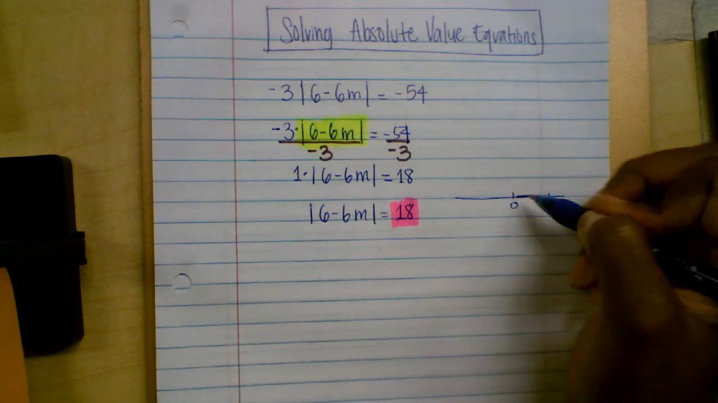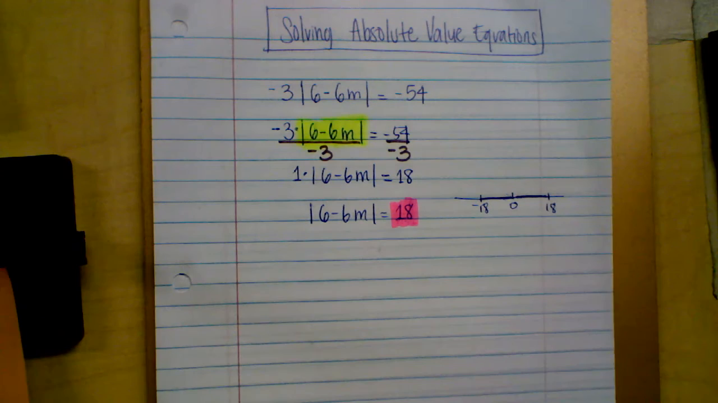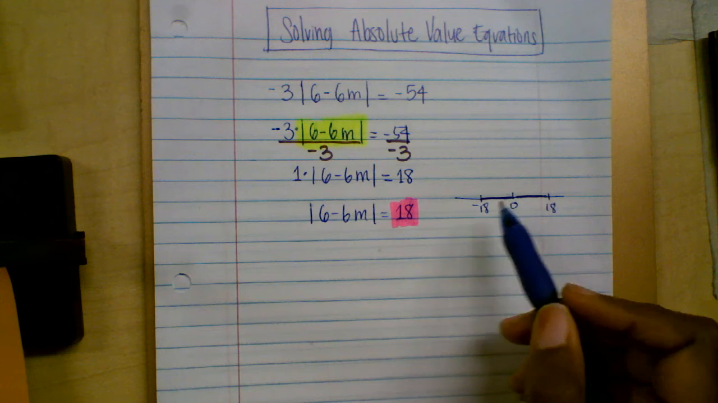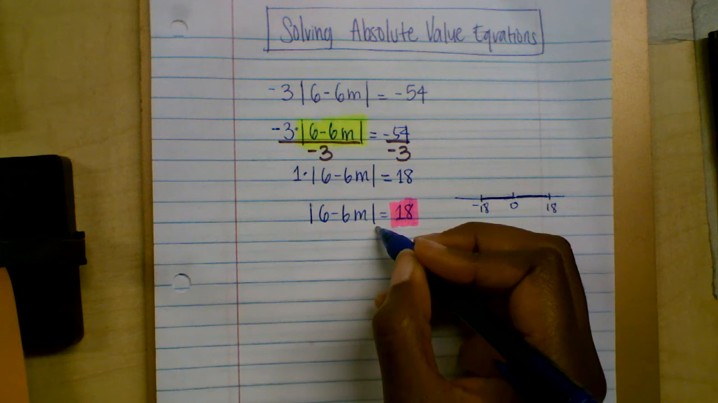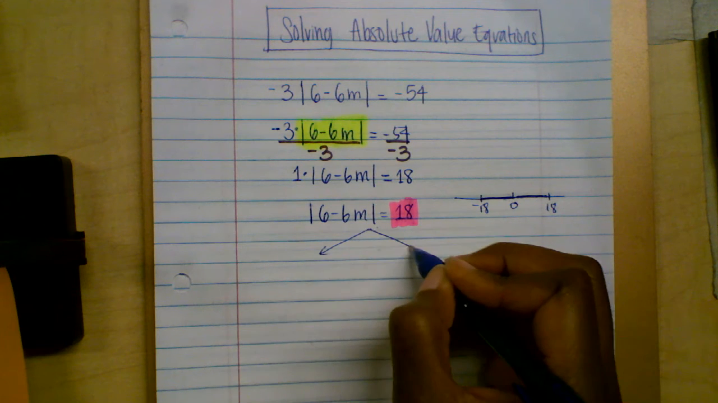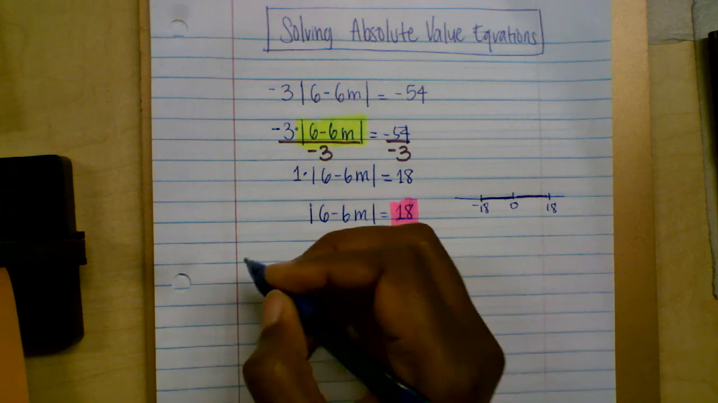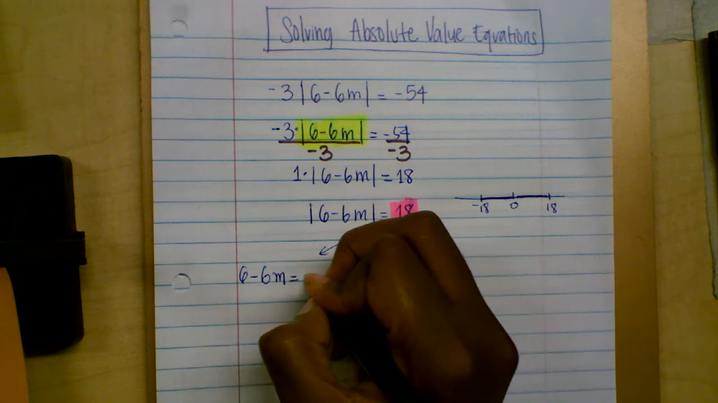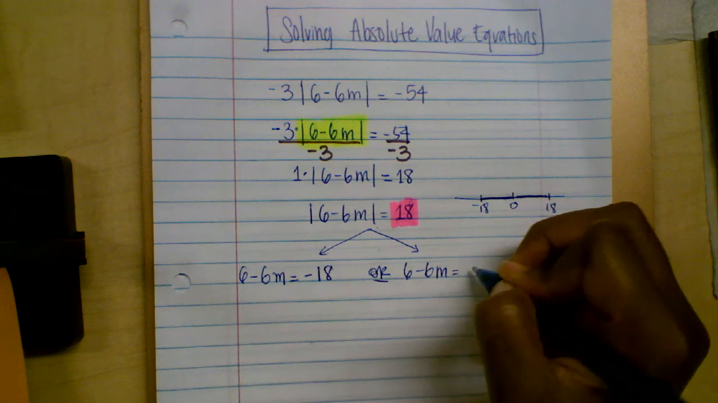Guess what? There's also one number for the negative side. On the left side of 0, you also have to consider -18. So -18 is also a number that gives us a distance of positive 18. So for this reason, you need to write two equations. I'm going to draw two arrows like this, and when I rewrite the two equations, I'm going to drop the absolute value. I'm going to write 6 minus 6m equal to -18, and then 6 minus 6m equal to positive 18.